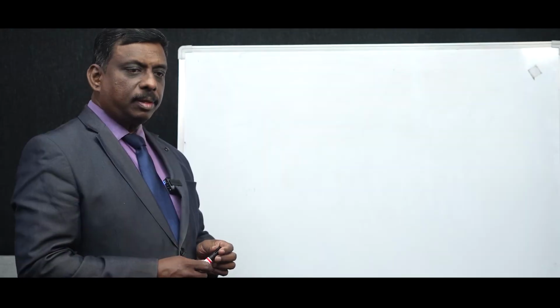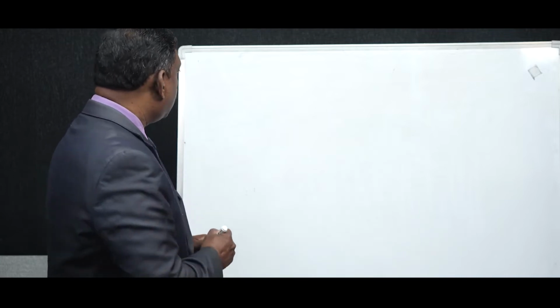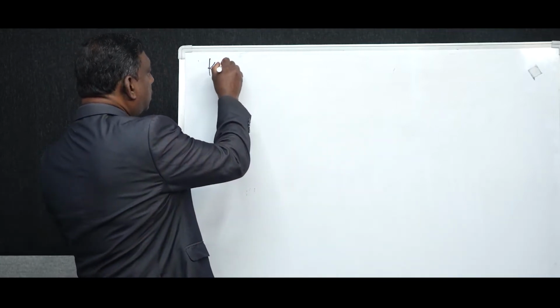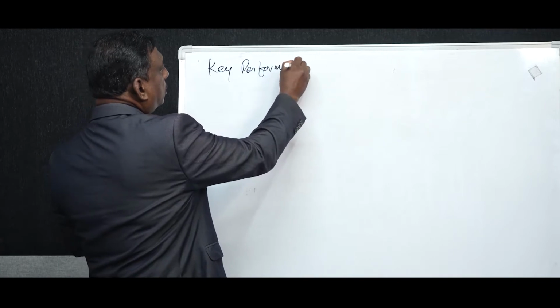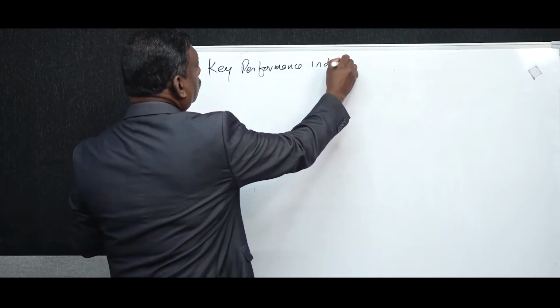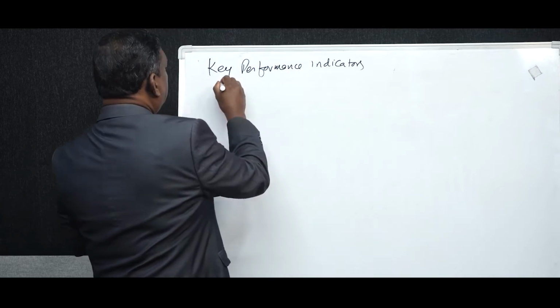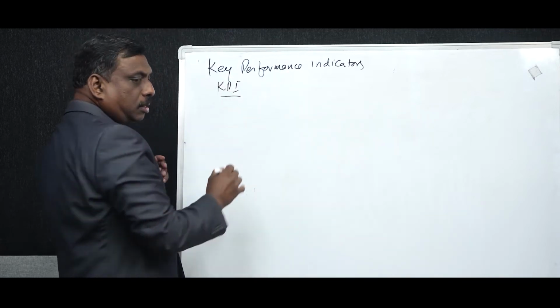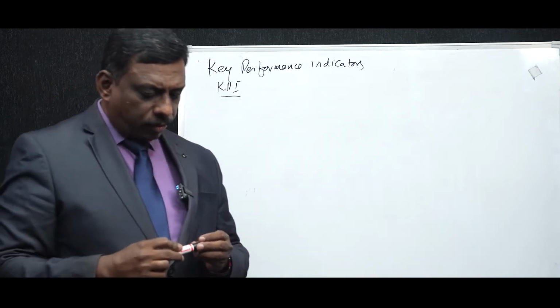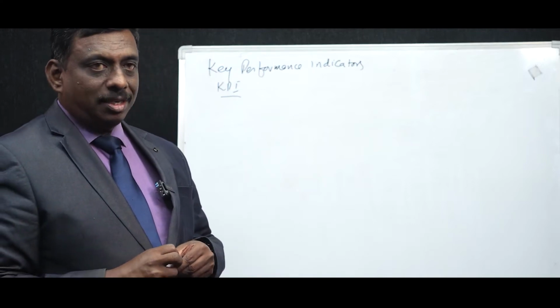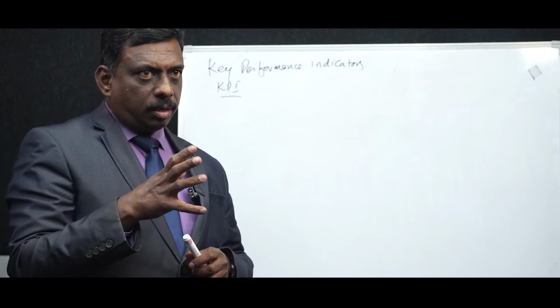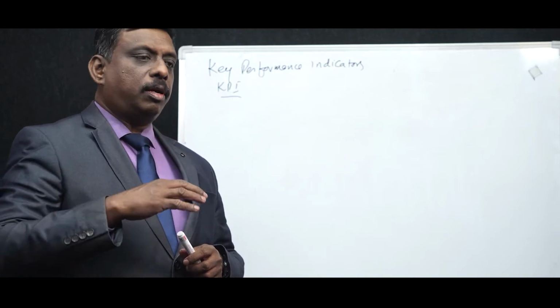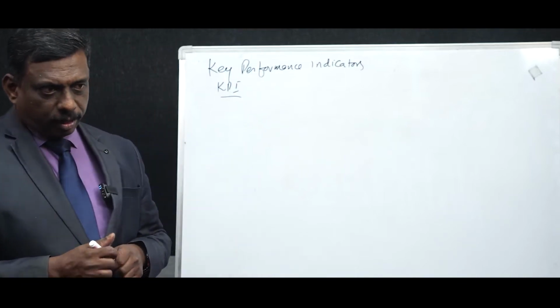What are KPIs? KPIs are basically key performance indicators. KPIs are basically data that are collected from various parts of the hospital. Each department has its own set of data, and by using the data, we analyze it and try to improve the performance of that department.